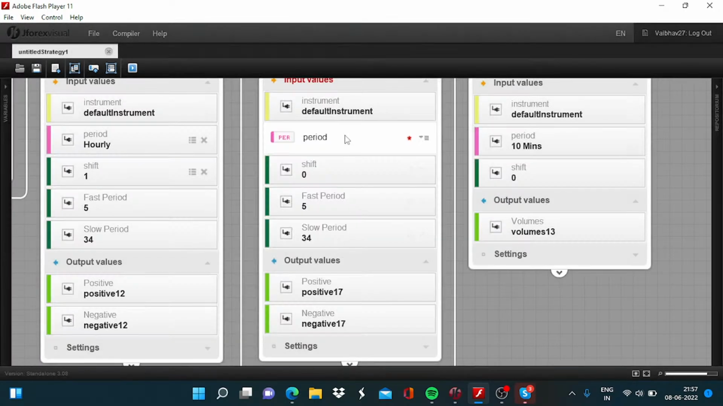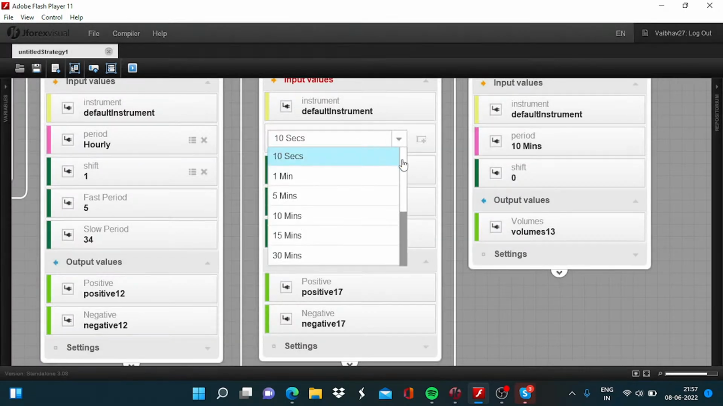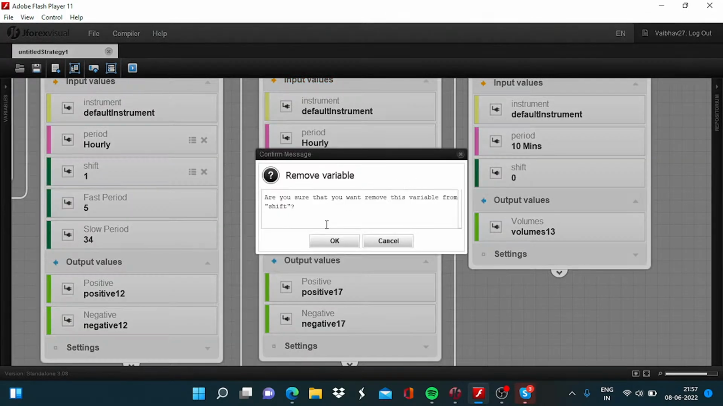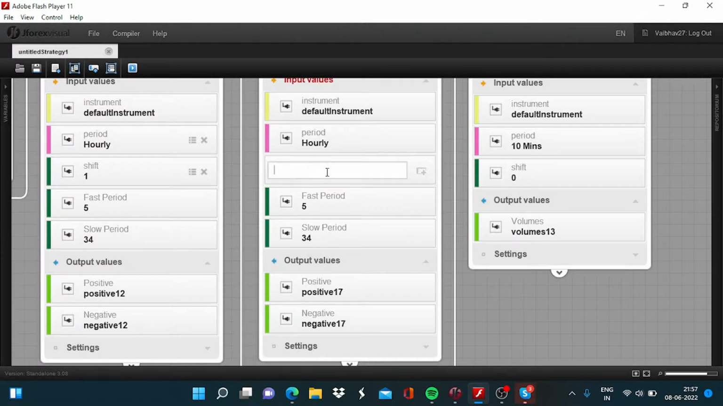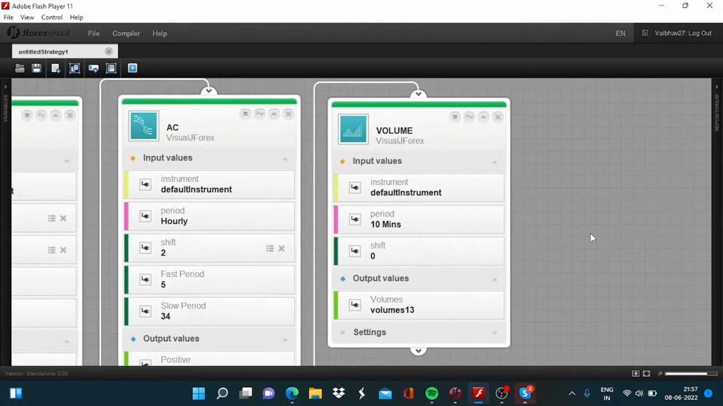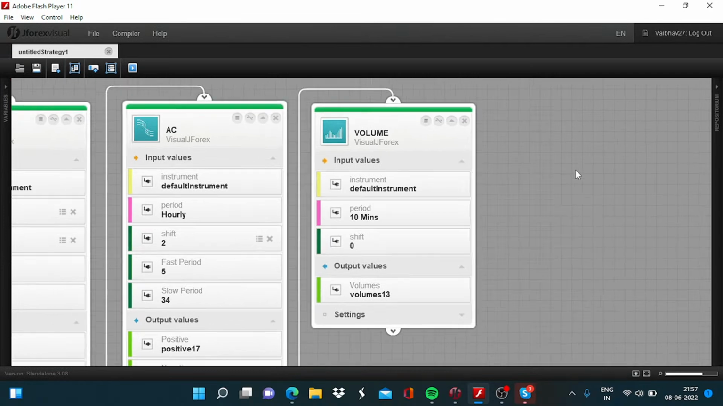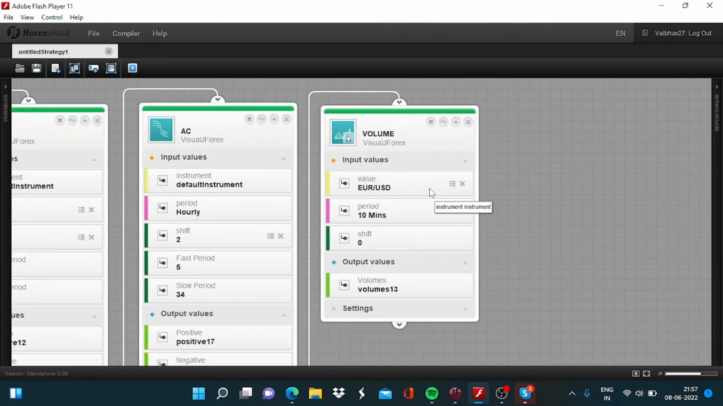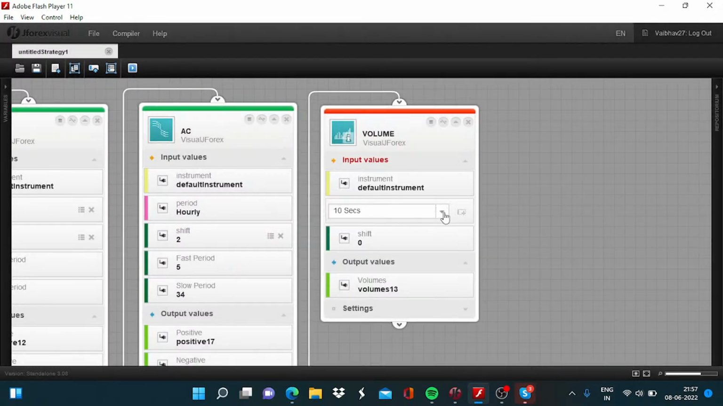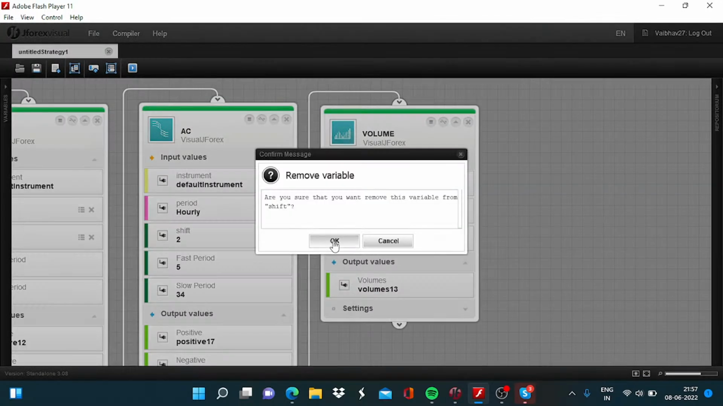This will be changed to hourly with the lookback period of 2. Now coming to defining of the input parameters for the volume indicator, the default instrument remains as it is. Candle period I will change to hourly. And the shift will be 1.